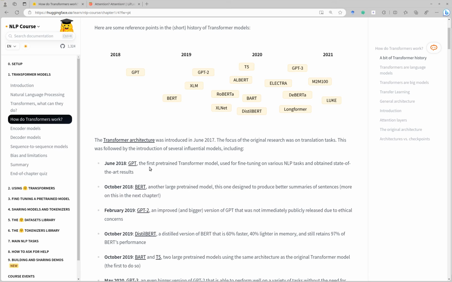GPT is from OpenAI, as we all know, and it stands for generative pre-trained transformer, which means it allows for the generation of text, and it is pre-trained on a large dataset or corpus, and it uses the transformer as an architecture, so it is named GPT. And it is used for fine-tuning on various NLP tasks and obtains state-of-the-art results.